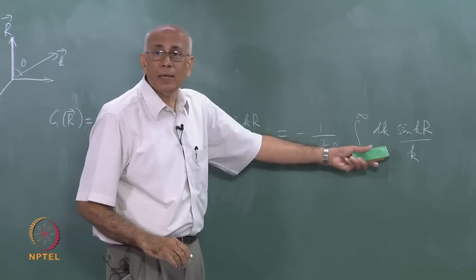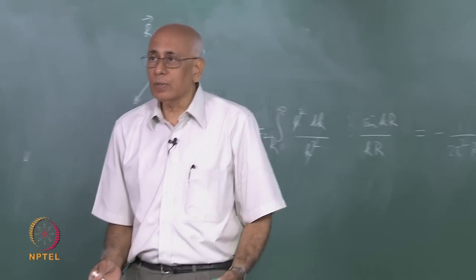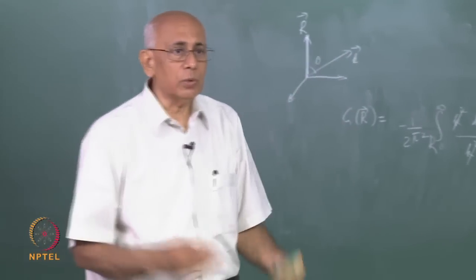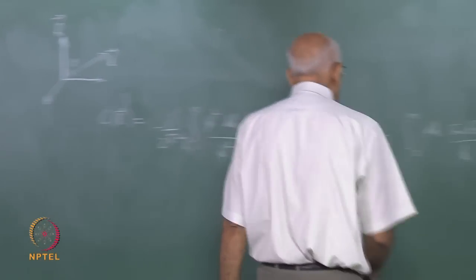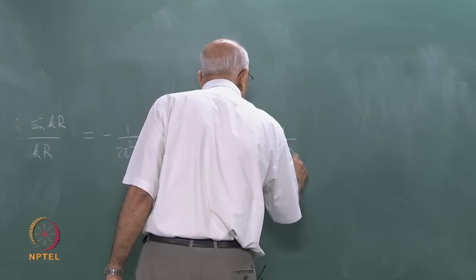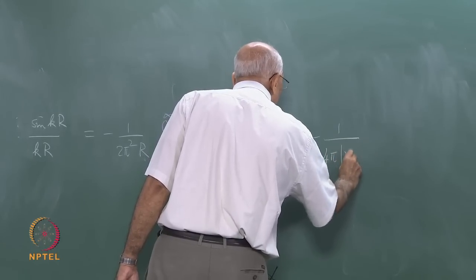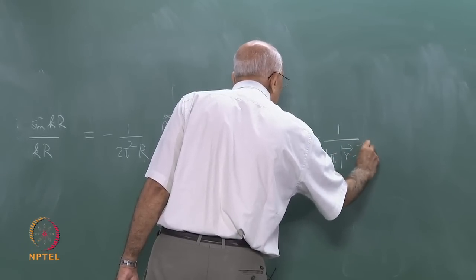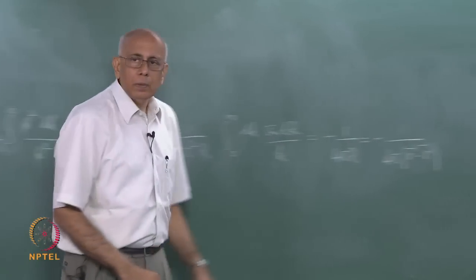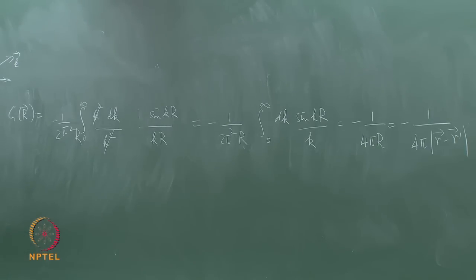But this is the Dirichlet integral, capital R is positive. So what is the value of this integral? Pi over 2. So this gives you, so you have the Coulomb potential back again with the 4 pi's and the sine and so on.